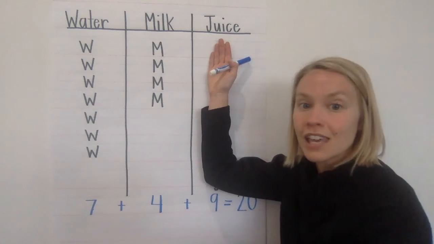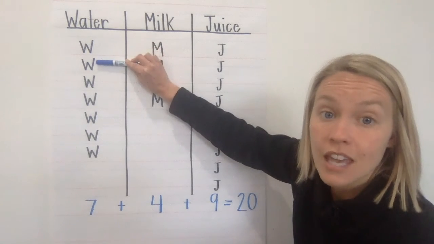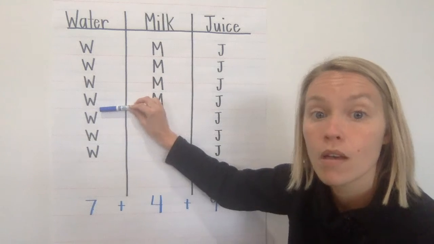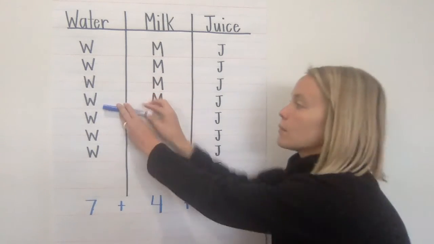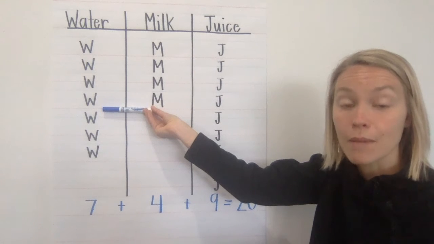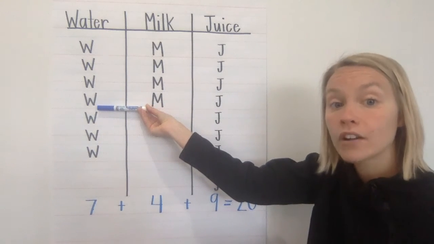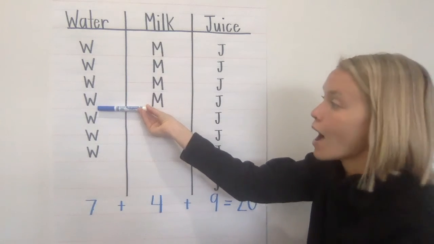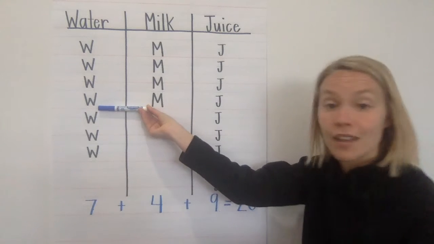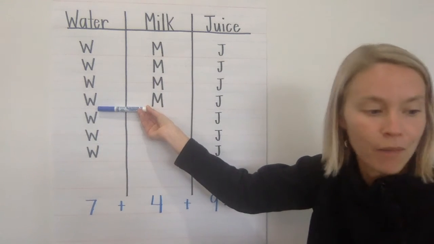Okay, so here is where I am going to find where they are the same. They're the same, they're the same, they're the same. Oh, here is where they are not the same. Oh, this is so tricky. Okay, here's where they're not the same, and I want to count how many more water has than milk. So I would count 1, 2, 3. Water has 3 more than milk.